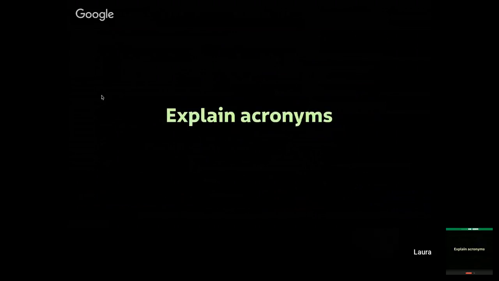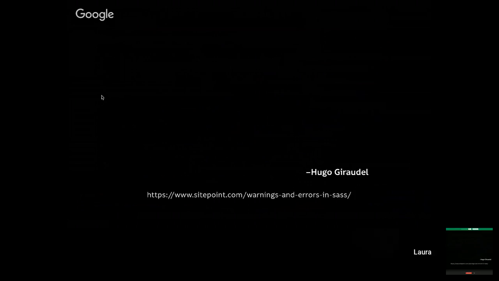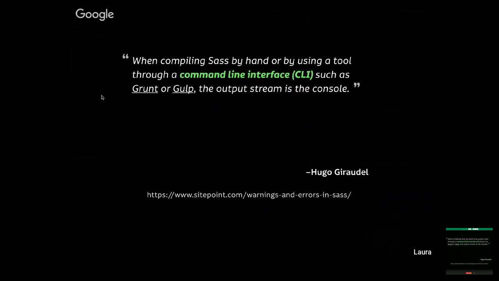And these are absolutely everywhere. If you use acronyms, simple thing, explain their meaning alongside the first use. So here's a nice example from Hugo Girardel. It's an excerpt from his book on SAS, but it's been published on SitePoint. And it's writing about SAS, but there's the acronym CLI.